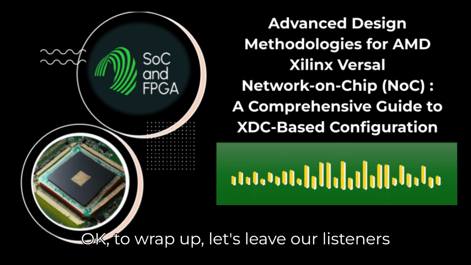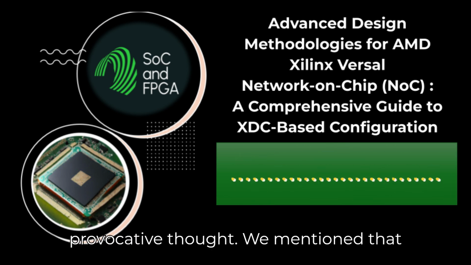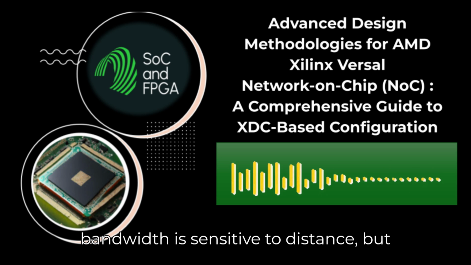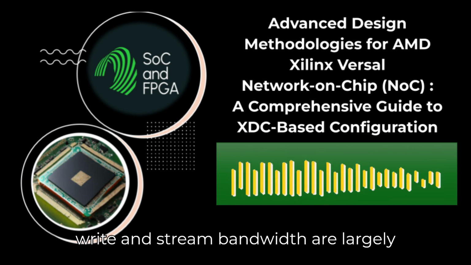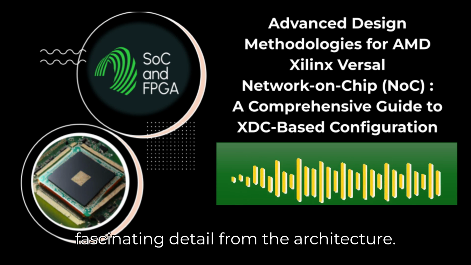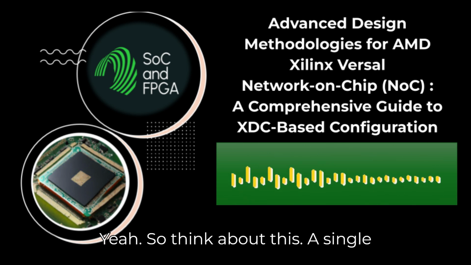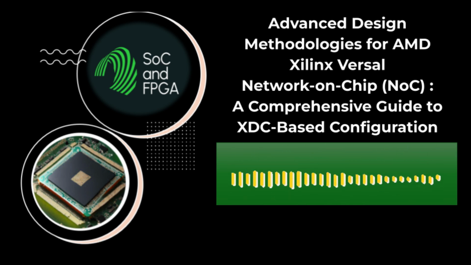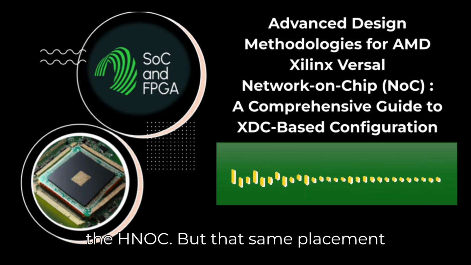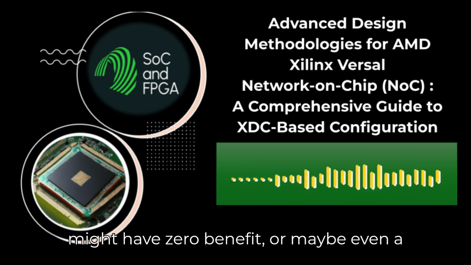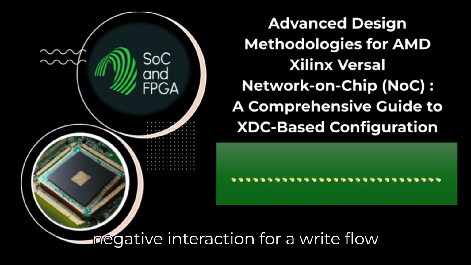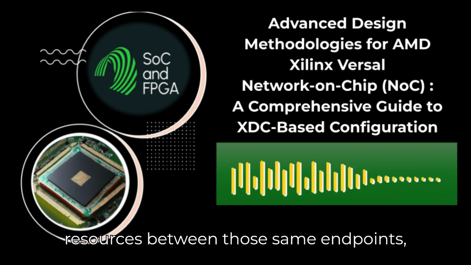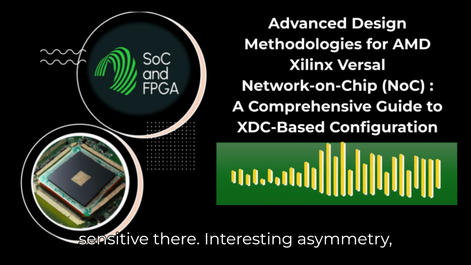Okay, to wrap up, let's leave our listeners with something to chew on. A final provocative thought. We mentioned that for the HNOC, the horizontal path, read bandwidth is sensitive to distance, but write and stream bandwidth are largely independent of distance. That's a fascinating detail from the architecture, yeah. So think about this. A single physical arc constraint you apply might perfectly optimize a critical read flow by placing endpoints close together on the HNOC. But that same placement might have zero benefit or maybe even a negative interaction for a write flow using the exact same physical NoC resources between those same endpoints, because write bandwidth isn't as distance sensitive there.